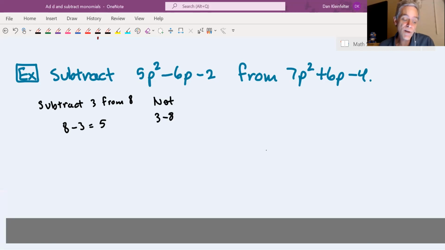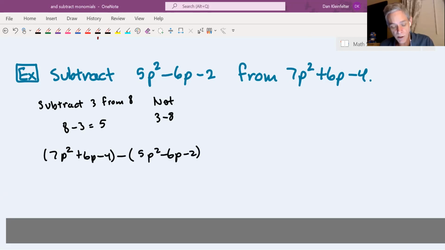Subtract 3 from 8 translates to 8 minus 3, and you'll notice that the word order here is the opposite of the order that it's in when it is turned into an expression. So when you do our given example, we're going to be starting with the 7p squared plus 6p minus 4, and we're subtracting 5p squared minus 6p minus 2 from it. So in all likelihood, you just did this left to right. It's fine. A lot of people do. But you want to try to work on being careful about that. With subtract from, the order the expressions end up in is different from how it reads. Okay, so then let's finish that off.